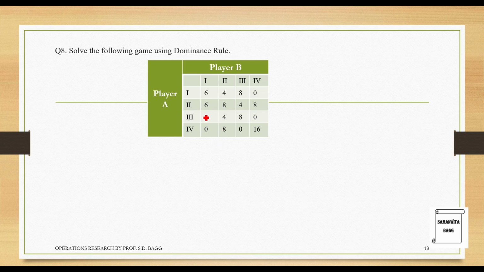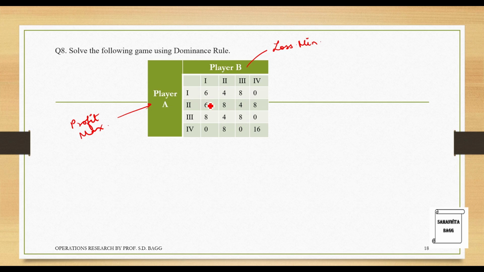The first thing to remind ourselves is player B is playing for loss minimization and player A is playing for profit maximization. So when he is playing for maximum profit, he will cancel out those rows which are having minimum value. Player B is playing for loss minimization. So player B will cancel out those columns which have higher value of loss.